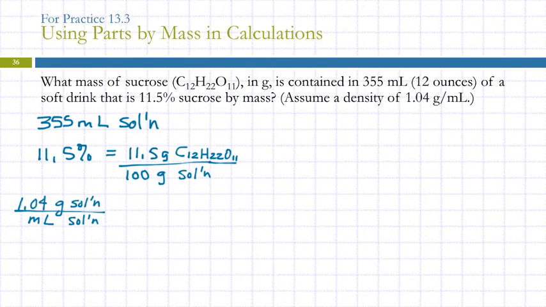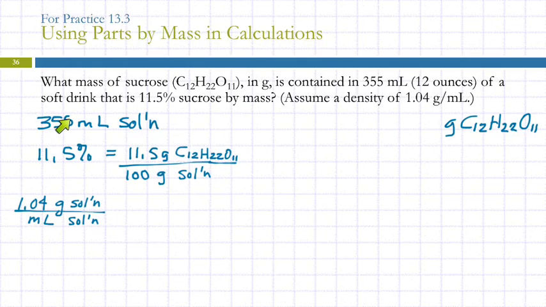It's 355 milliliters. So this is dimensional analysis. We're going to start with the 355 milliliters, and what do we want to end up with? Grams of sucrose, grams of C12H22O11. Yeah, I don't know why that seemed wrong, but it's not. Okay.